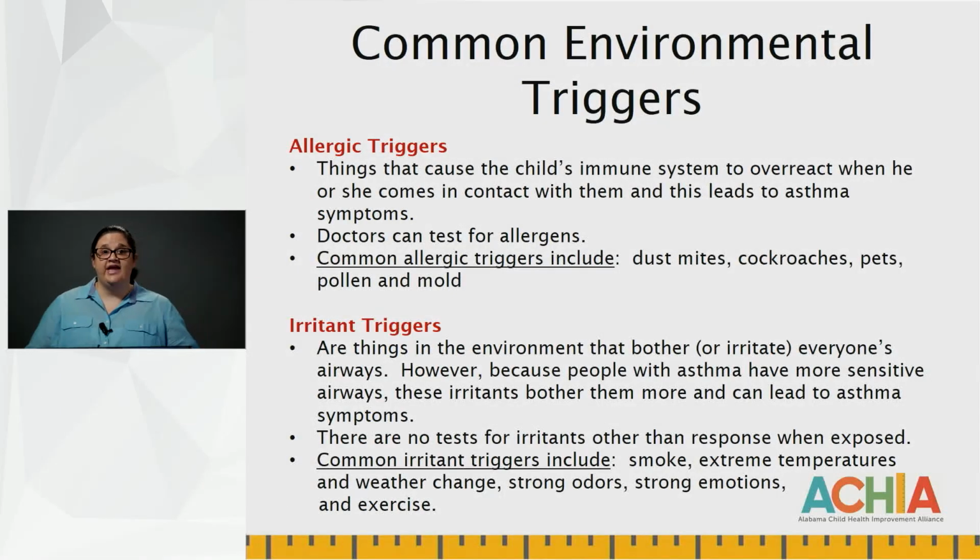So the next thing we're going to look at are common environmental triggers. These fall into two categories: allergic triggers and irritant triggers. Allergic triggers are the things that cause a child's immune system to overreact when he or she comes in contact with these things. These are the things that a doctor can test for.